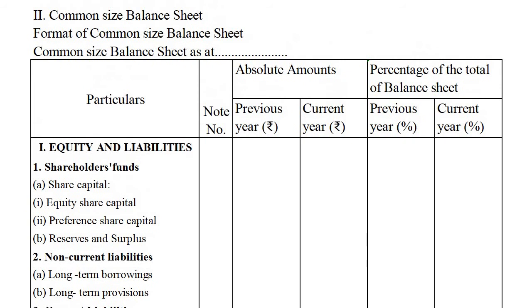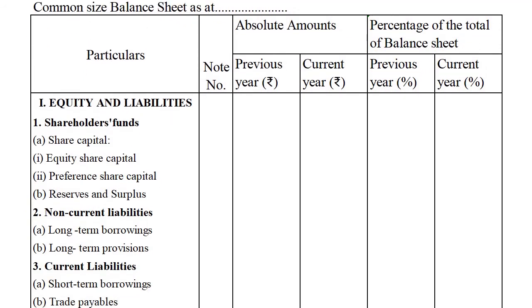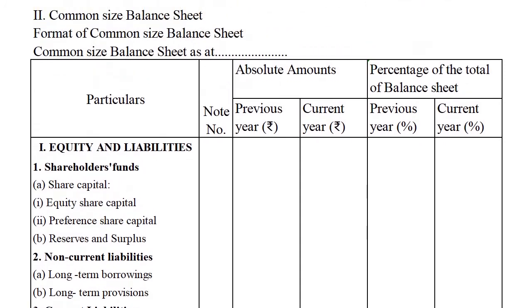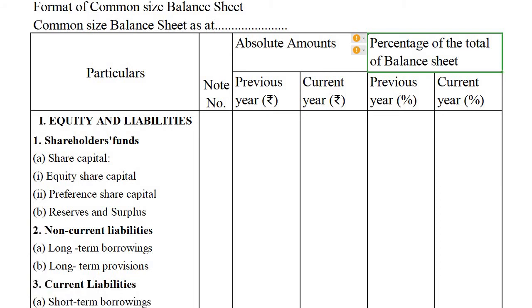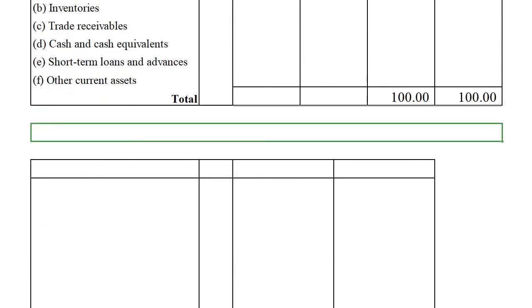And as we have told, format will be like this, just like what the headings will be similar to common size income statement, but the percentage will be for the total amount of the balance sheet, not the revenue from operation. Okay, so let us solve a question.